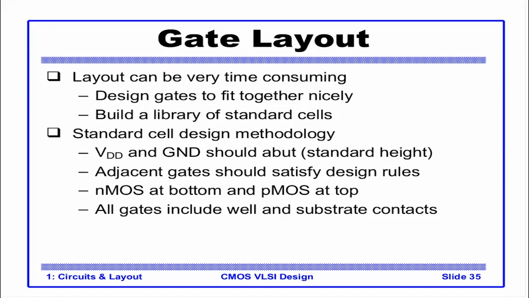All gates should include well and substrate contacts. So when we draw a transistor based circuit on paper, we do not show the substrate and the well contact, but layout needs to show that, because layout is the one that goes to foundry for manufacturing. The circuit on paper will not go to foundry. It's only the layout, and that too in a machine readable binary format, that will go to the foundry for manufacturing. So all connections should be explicit and very clear.